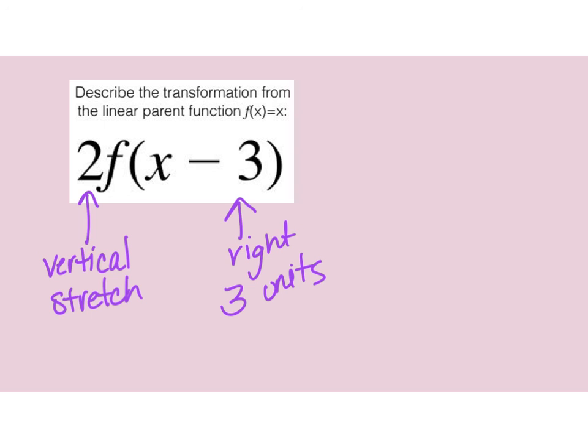Okay. Feeling good-ish? Honestly, if you go through and ask, is it inside or outside? Okay, horizontal or vertical? If you can get that part, then you can at least narrow it down to 50-50, because then you can decide if it's a stretch or compression.